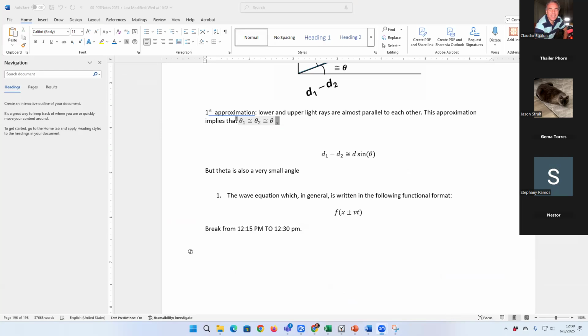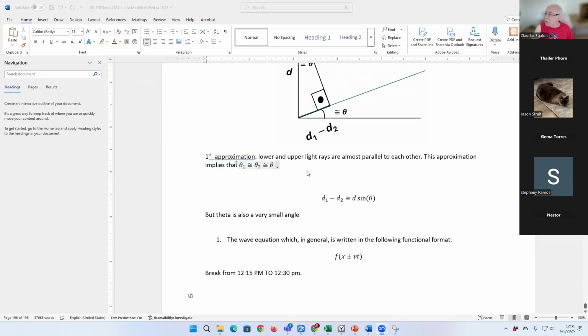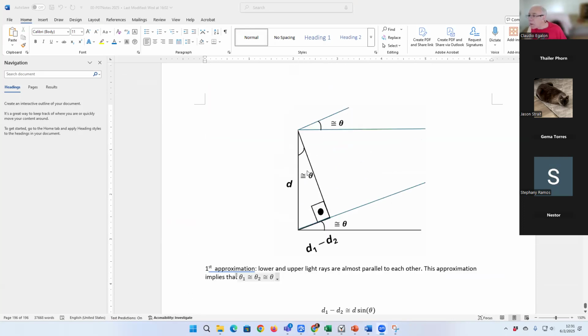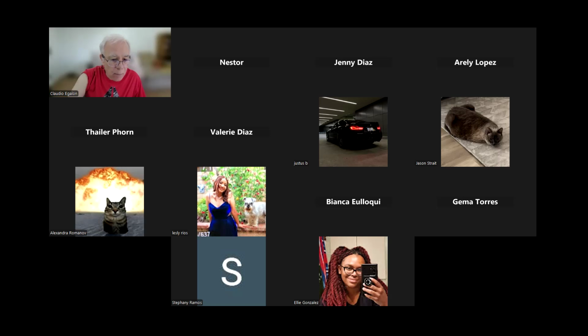Okay, I'm back here. Can you see the screen? Am I sharing my screen, by the way? Let's make sure I'm sharing the right screen.